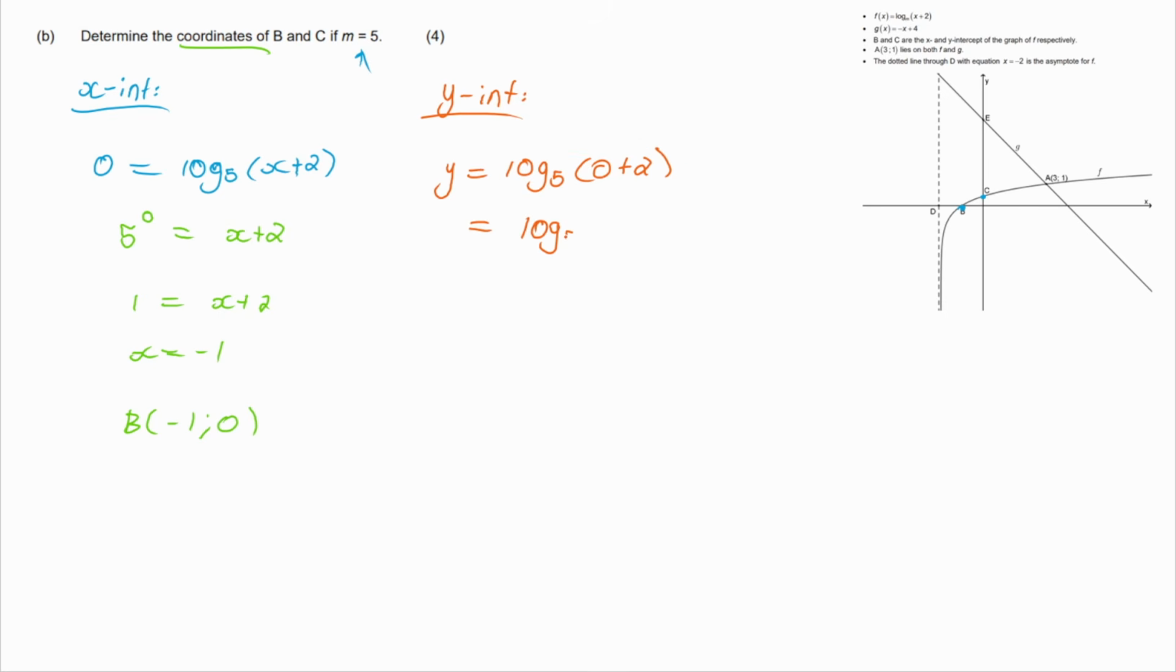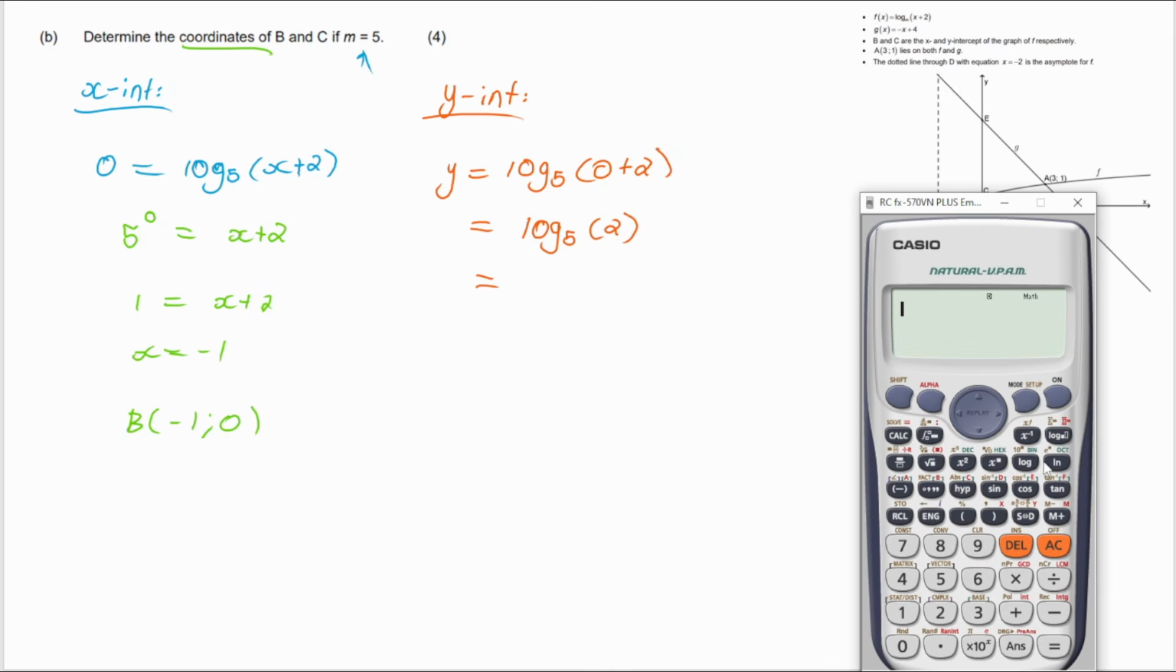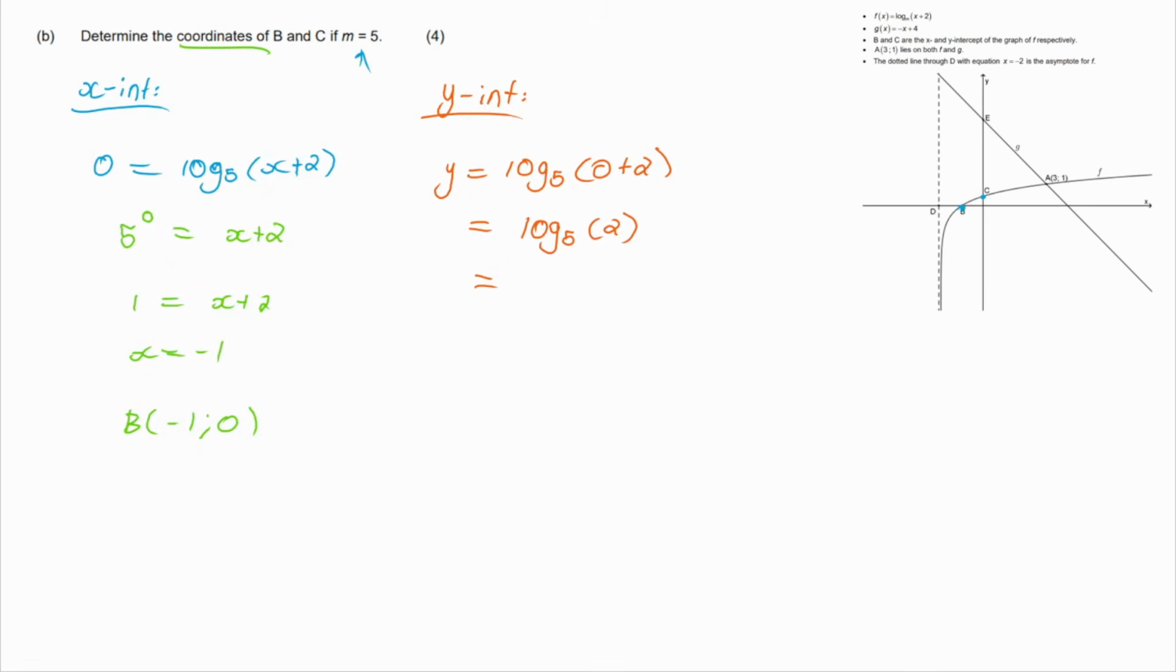Because if you do log 5 of 2, it's not really clear what that is. So let's put it in the calculator. I should be in calculator view now, perfect. So log, not that log, because this log is base 10. We have a different base, so we have to do this one. Log base 5 of 2, which to 1 decimal place is 0,4. So the coordinate of C is (0; 0,4).